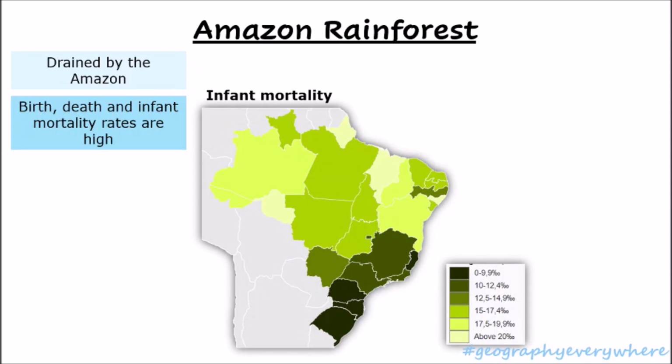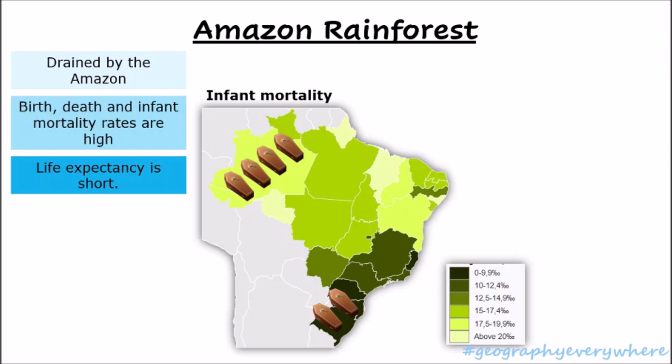Let's look at this map. Infant mortality is the amount of children who have died before they reach the age of 1. So as you can see, next to the coast, it's actually quite low. However, in the area of the Amazon, infant mortality is very high. That means that around 20% of the children that are born die before the age of 1.